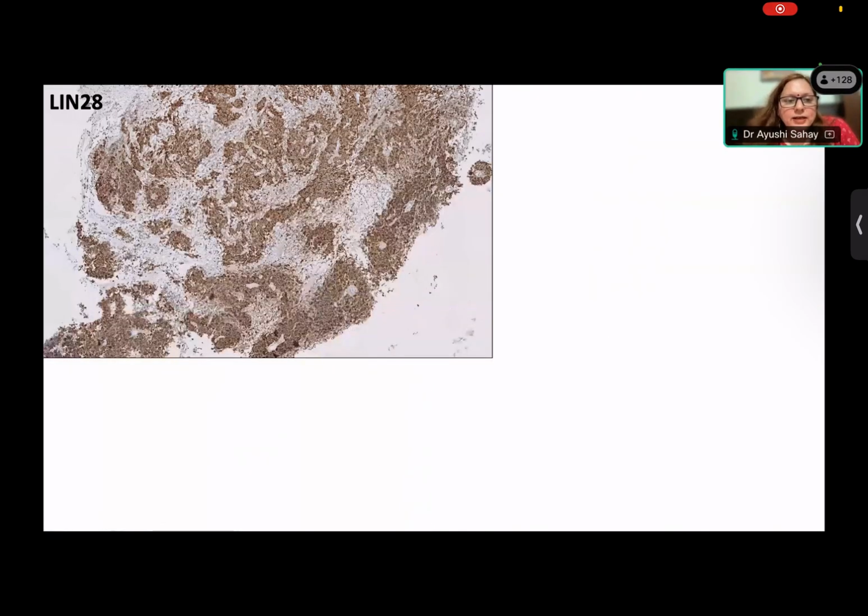So this is LIN28, which is highlighting a diffuse strong positivity all throughout. Here also you have to remember the LIN28 has to be diffusely strongly positive all throughout the tumor. Focal positivity, moderate positivity, weak positivity you can see in a lot of tumors, but diffuse strong positivity is the only one that is to be considered positive. And when you see this, if you want to do a confirmatory molecular test, what would you do? C19MC. Yes, so this was also done in this.